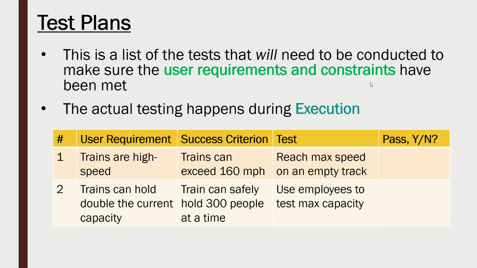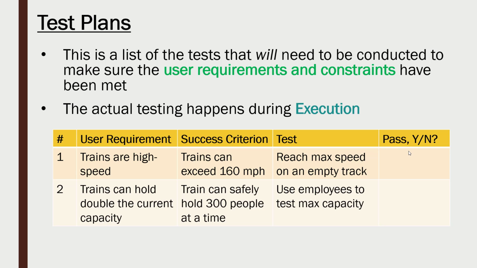Often test plans are in the form of a table, and they are usually directly related to a requirement. So for example here, my first test, which is planned, is based on the requirement that trains will be high speed. I'm being more specific in my success criterion, so I'm saying that they need to exceed 160 miles per hour to be high speed. And so if I test it and it's true, I've successfully met this requirement. My test might be, I'm going to try and get it to go as fast as possible on an empty track. Quite a simple test really.